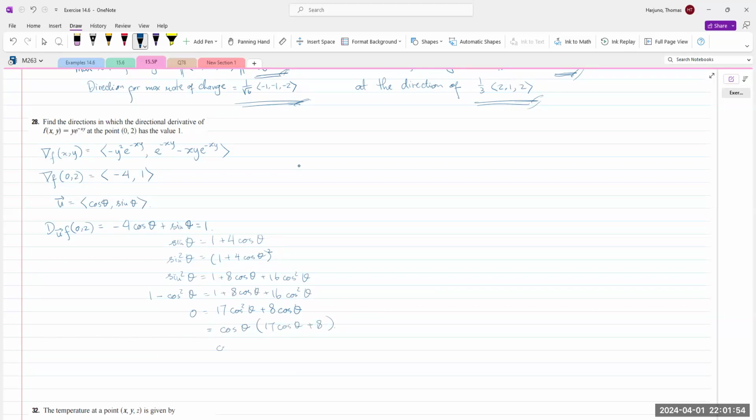Right? So cosine theta equals 0. But if cosine theta equals 0, that basically means my x component is 0. Then I cannot run away from the fact that sine theta is 1, right?